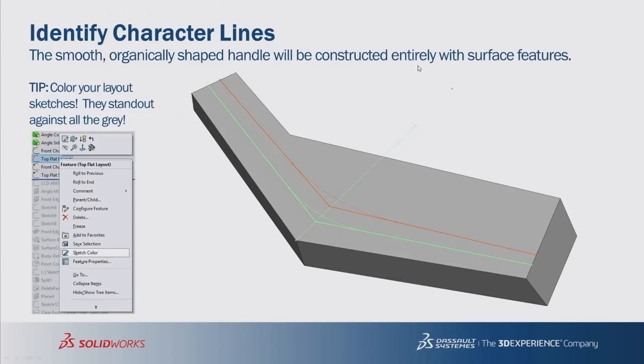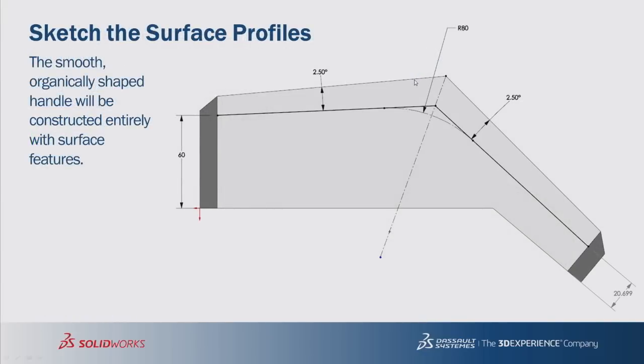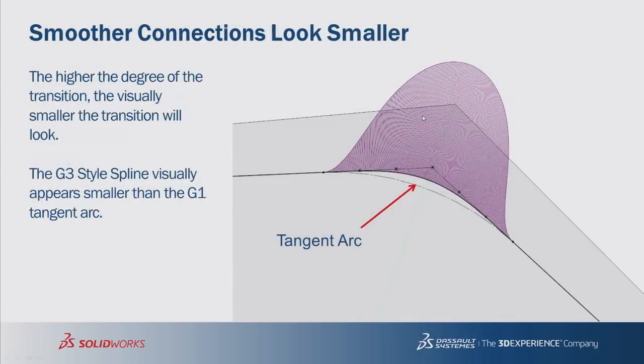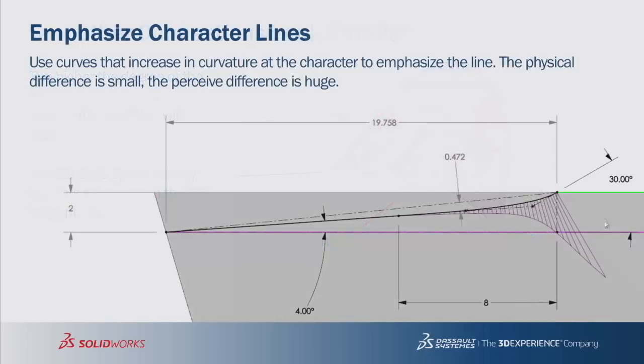So to recap, we identified the character lines. We sketched the surface profiles. I'm using that fillet trick to define the size of my transition. I'll come back in with the style spline so I have a G3 connection. Remember that the smoother the connection, the smaller it's going to look. Here is the tangent arc, and here is the G3 connection with the trick we talked about. All 3 line segments made equal and made collinear to this line here. Likewise on the other side.